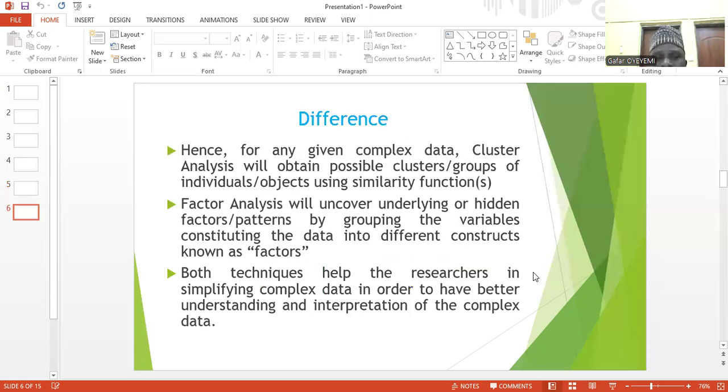Difference between the two. For any given complex data, cluster analysis will obtain possible clusters or groups of individuals or objects using some similarity functions. Whereas factor analysis will uncover underlying or hidden factors or patterns by grouping variables constituting the data into different constructs known as factors. Both techniques help the researchers in simplifying complex data in order to have a better understanding and interpretation of such complex data.